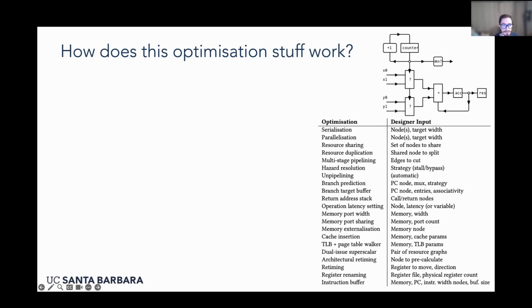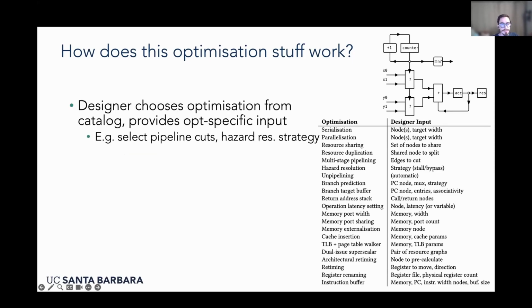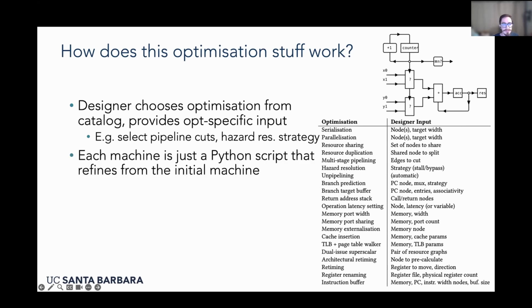So here is a list of optimizations that we have built inside the system. And the designer is going to just be going through a process of choosing those optimizations from the catalog, providing specific input for those optimizations, like do this here. What are the nodes I want to use? Where do I want to put the pipeline cuts? How should I resolve the hazards? These kinds of things. This means that every machine is just an instance of a Python script that refines from the initial single cycle machine, which is pretty interesting.